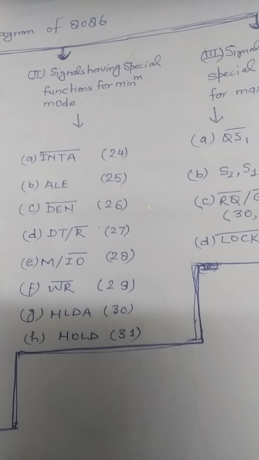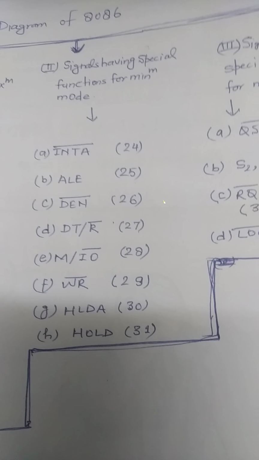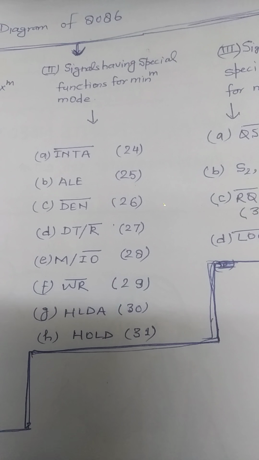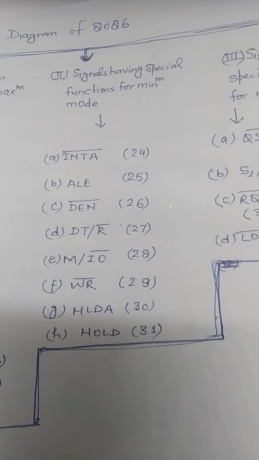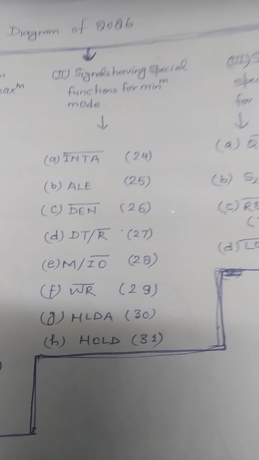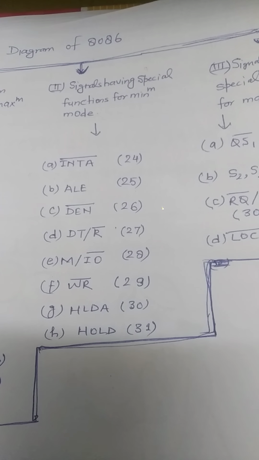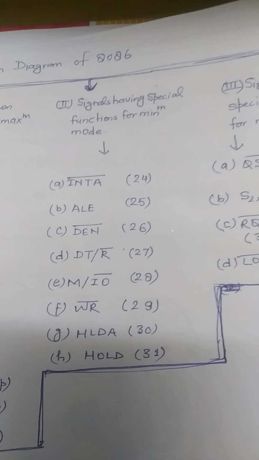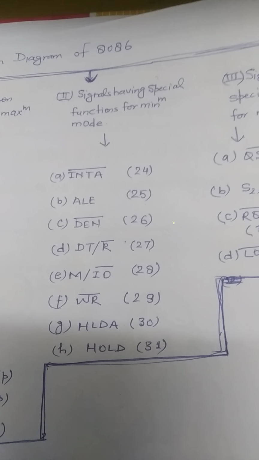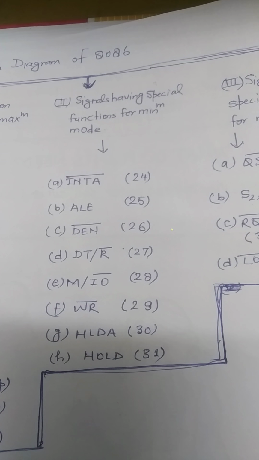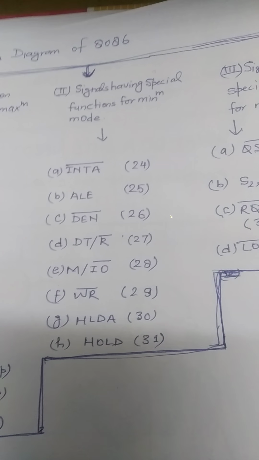Next is at pin number 25, address latch enable pin. This pin is used to demultiplex address/data pins AD0 to AD15. When the signal on this pin is high, then the multiplexed buses AD0 to AD15 are used as address buses, and when the signal becomes low, these buses will be used as data bus.